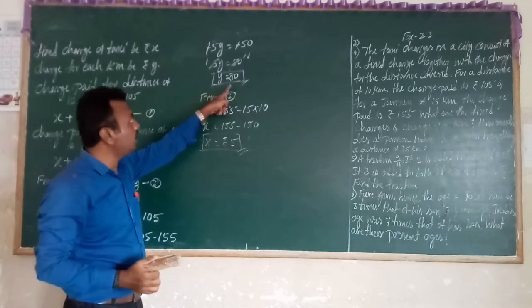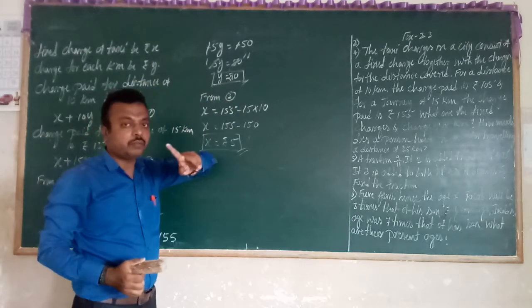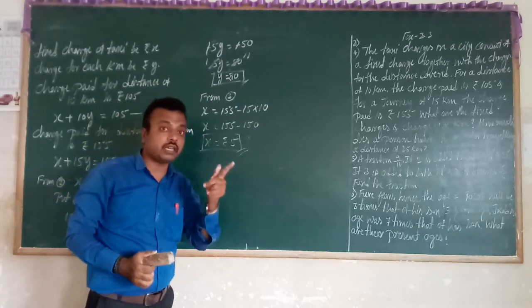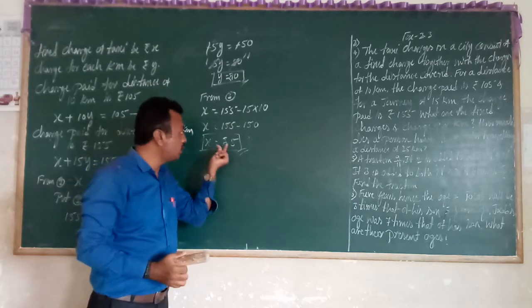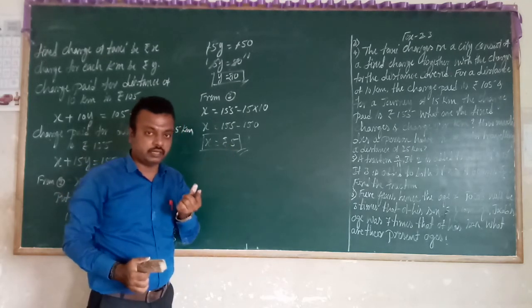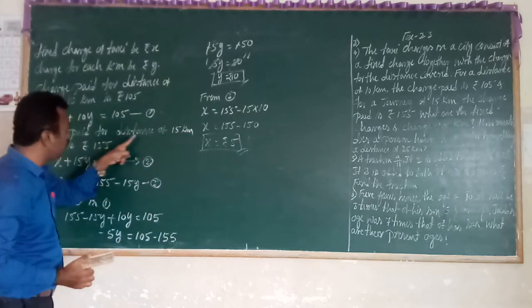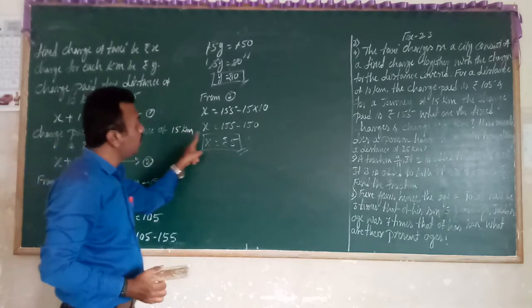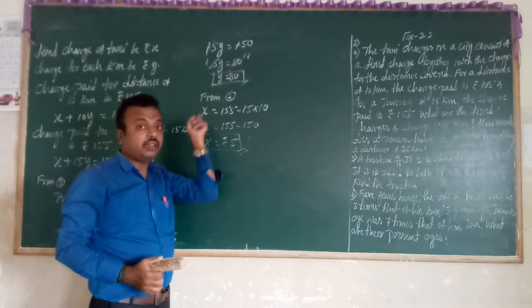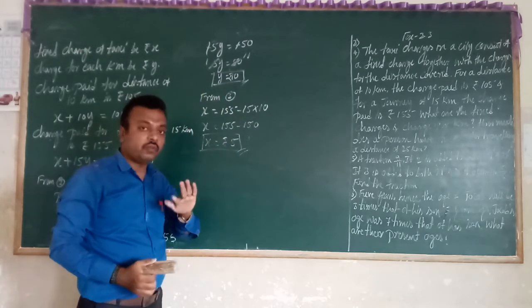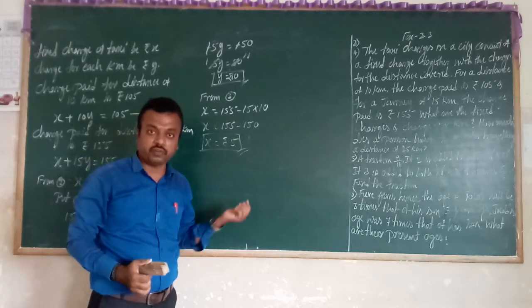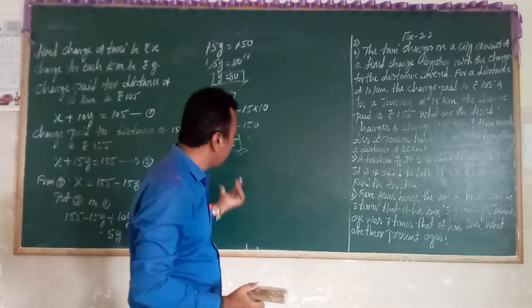So if you are traveling 10 kilometers, each kilometer you have to pay 10 rupees. If you are traveling 10 kilometers, how much do you have to pay? 10 into 10, 100, and the fixed charge is 5, so 105. Is it right? Like that. If you are traveling 15 kilometers, each kilometer you pay 10, so 10 into 15, 150, and the fixed charge is 5 rupees. So 150 plus 5 becomes 155. I understood. So like this you have to solve.